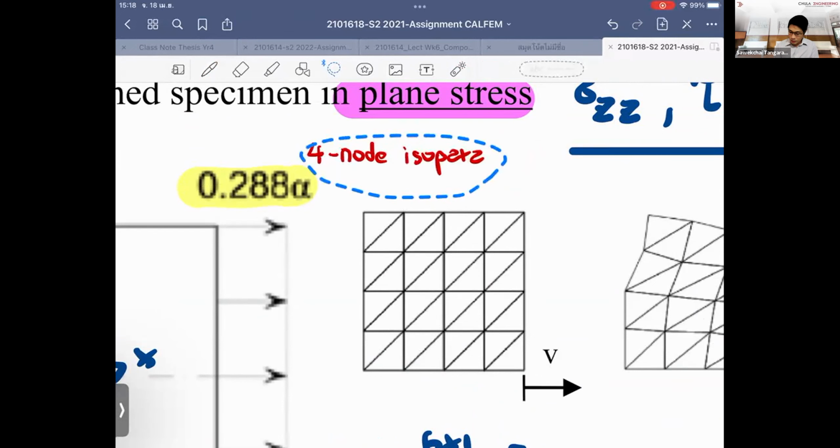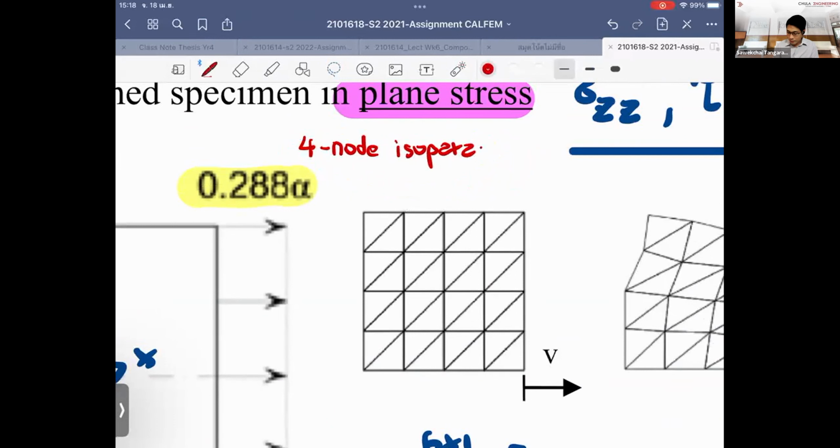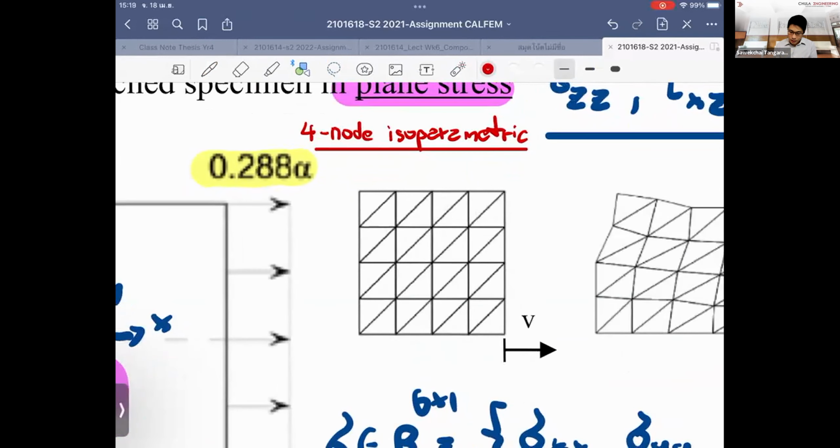I'm sure that you learned the concept of the isoparametric, right? So you model this problem as a 4 node. So what you do, right? You just take a quarter of this problem and you draw the boundary. This is the boundary line of what you have in the problem here.